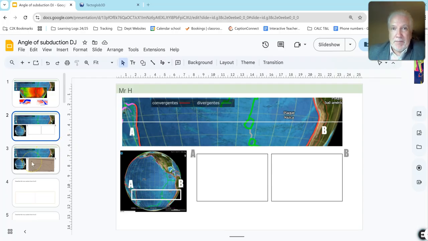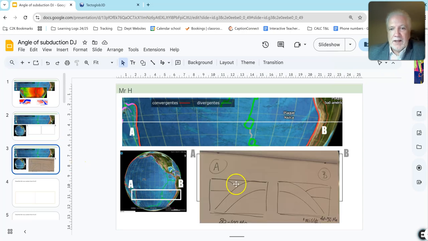They figured out pretty quickly that if you've got the ridge in the centre, you're going to be getting the slab pull here at A, slab pull here at B, ridge push in the centre. So they drew something like this. I just checked it out with them up at the front on the flip chart. But then we came to an interesting question. I was hoping they would get that right.